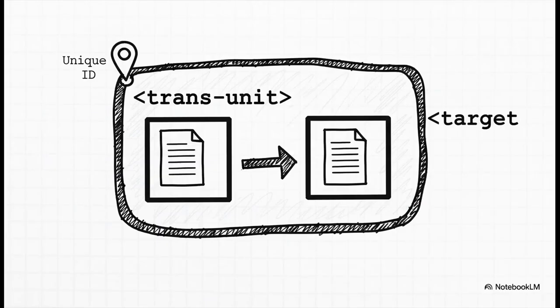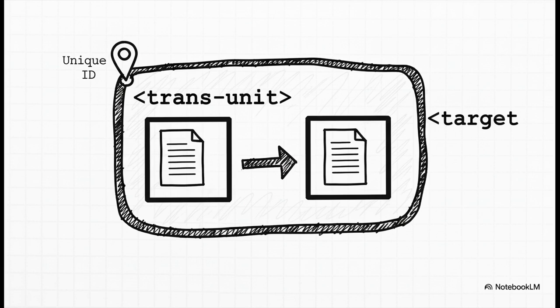Okay, let's peek under the hood for a sec. This is the basic DNA of an XLIFF file. Every little piece of text is wrapped up in what's called a trans unit, and it has a unique ID. Think of it as a street address for that specific string. Inside that, you've got the source text. That's what you're translating. And then an empty target element. That's where the new translation is supposed to go.